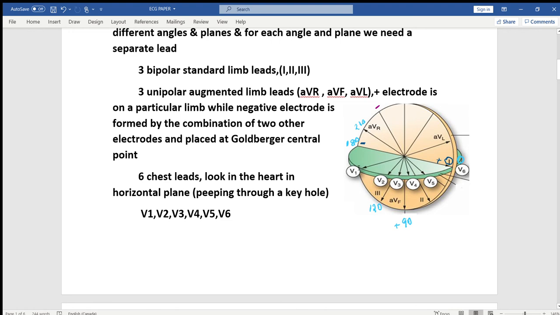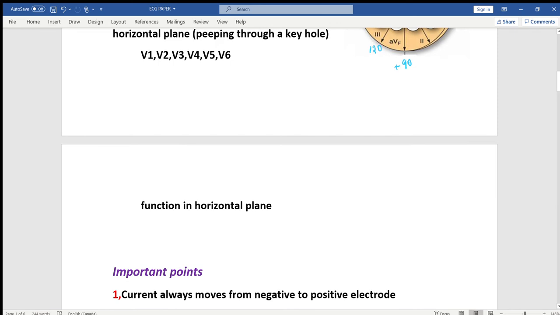Actually, they are just peeping through a keyhole. Your vision becomes very narrow, and you are seeing the thing directly, the area which is coming in front of your eye. So these chest leads work in the horizontal plane, while the bipolar leads and the unipolar augmented leads work in the frontal plane. They are two different things. We will see later on how they function. So these are the different leads used for the recording of the ECG.